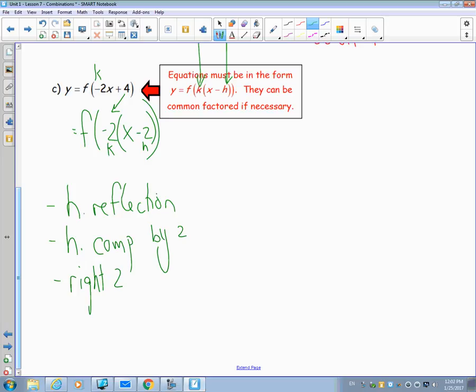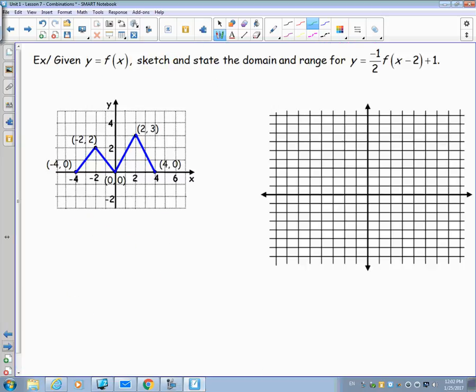Okay, so lots of parts and pieces to keep track of. The easiest one to lose track of is the negative sign. Make sure you talk about reflections when you see negative signs. Right, we're going to try graphing some now.